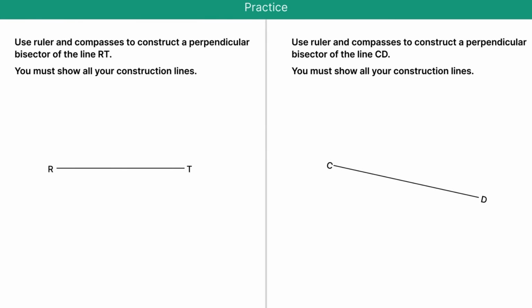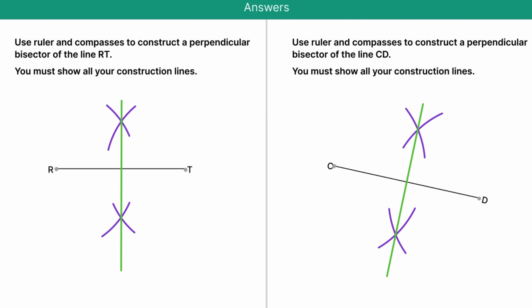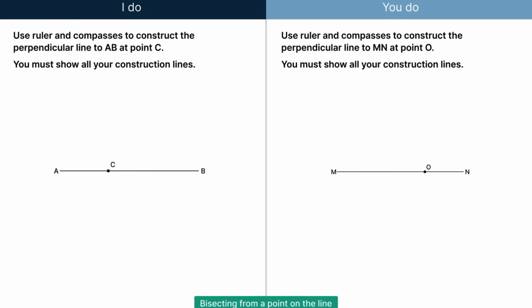So here's some practice questions. Press pause and have a go. Here are the answers. Mark your work. And now moving on, we are now asked to do the exact same thing at point C. So it's saying use a ruler and a compass to construct a perpendicular at point C.